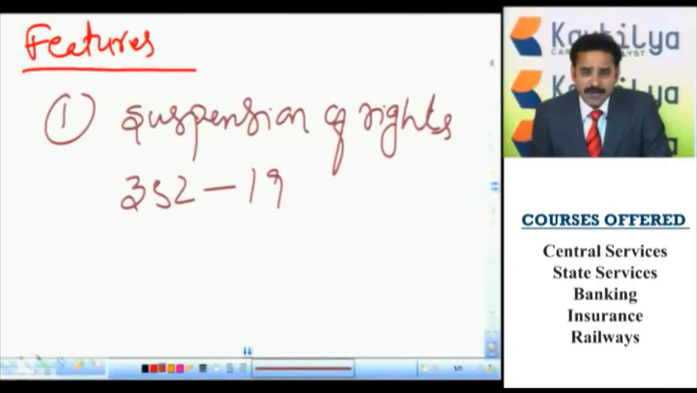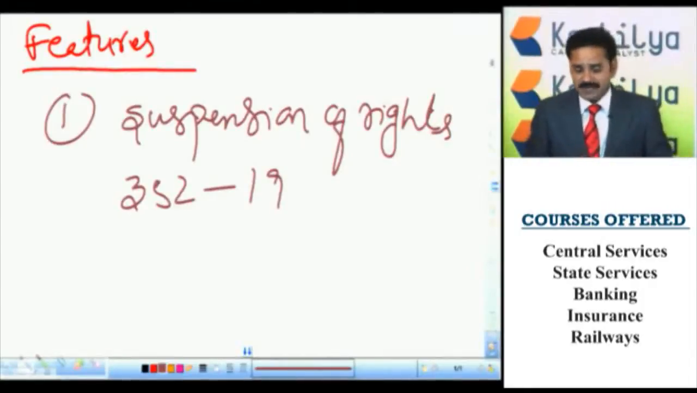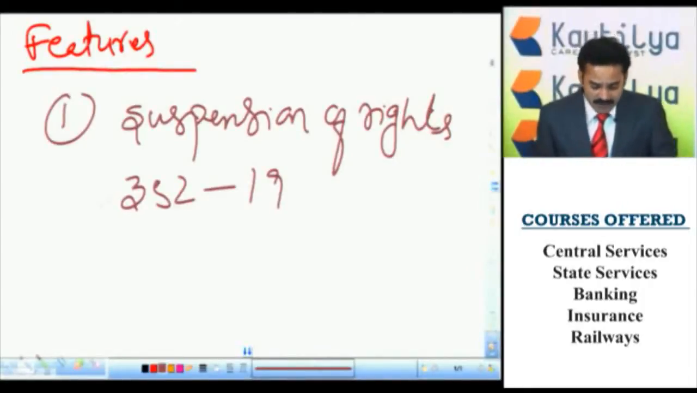Article 32 provides constitutional remedies for the fundamental rights. Under Article 32, an aggrieved person can move to the court for the enforcement of his right. But whenever the fundamental rights are suspended during the operation of national emergency, he cannot move to the court. That is, Article 32 is also suspended. This is the first feature: suspension of fundamental rights.